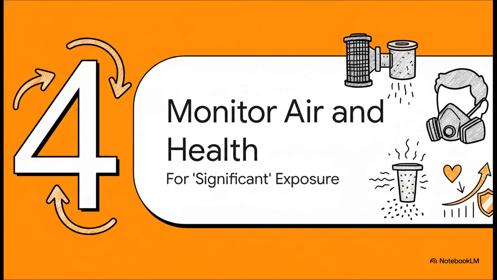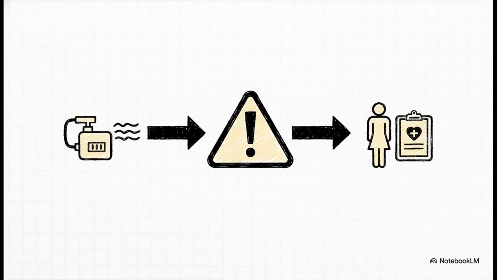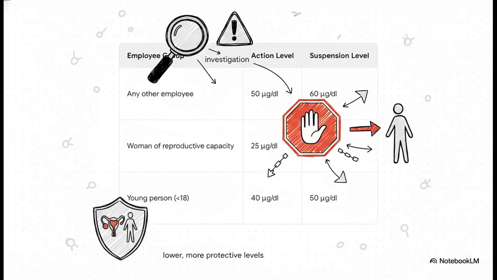And that's where monitoring comes in. Let me be clear, this is non-negotiable. If you have significant exposure, it automatically triggers two key ongoing duties. First, you have to regularly test the air to prove you're staying below that legal limit. And second, you must enroll your affected employees in a medical surveillance program run by an approved doctor. This table shows us exactly how that medical surveillance works. It's all based on specific blood lead levels.